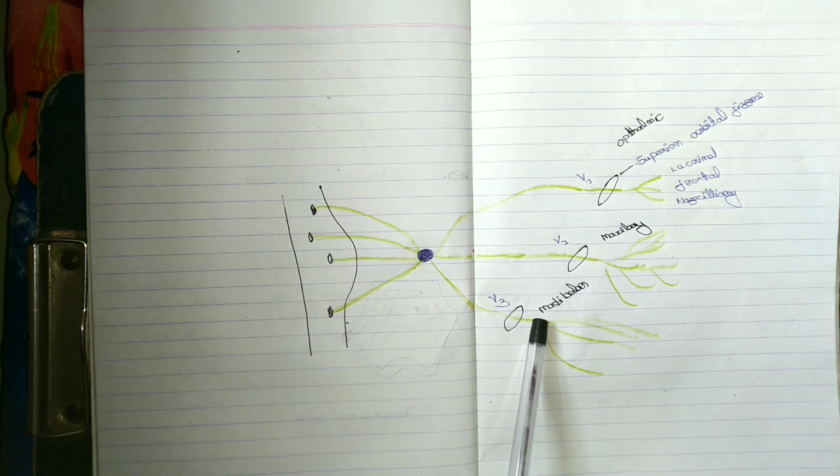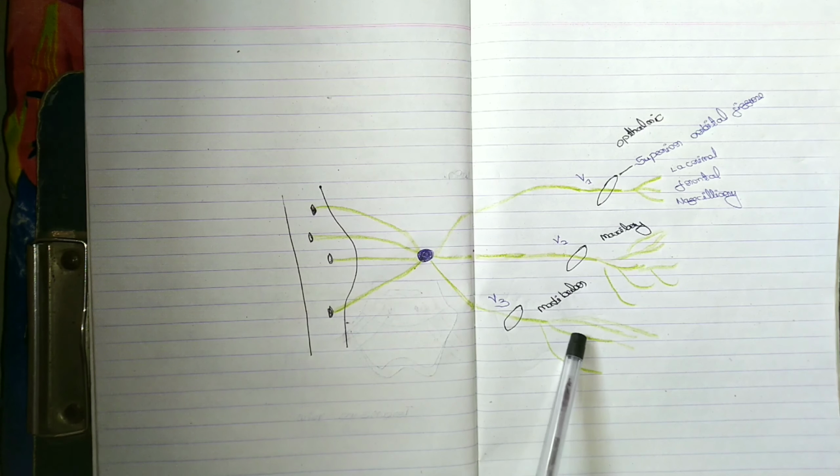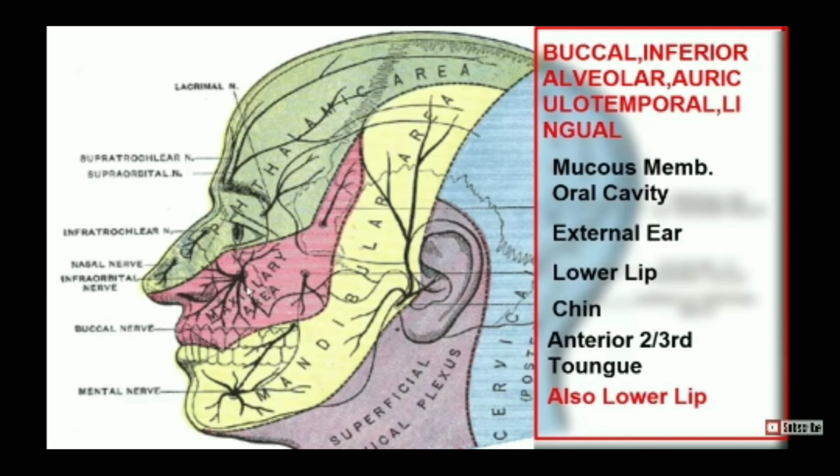The third division, that is the mandibular nerve, arises from the trigeminal ganglion and immediately enters the infratemporal fossa through the foramen ovale. It is the only nerve which has both sensory and motor nerve fibers, and it supplies the muscles of the first branchial arch. It has divisions, those are buccal, inferior alveolar, auriculotemporal, and lingual, and supplies the mucous membrane of the oral cavity, external ear, lower lip, chin, and anterior 2/3 of the tongue.